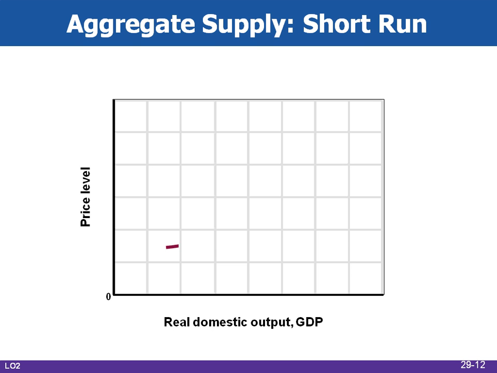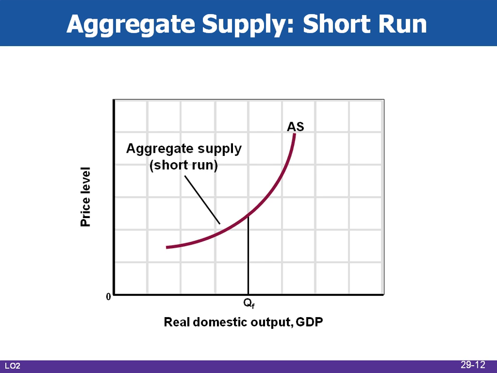This figure shows the aggregate supply curve in the short run. The upsloping aggregate supply curve, AS, indicates a direct or positive relationship between the price level and the amount of real output that firms will offer for sale.